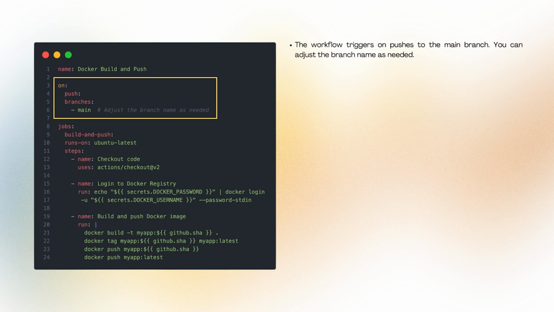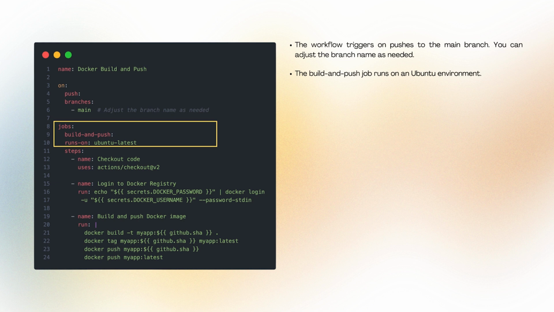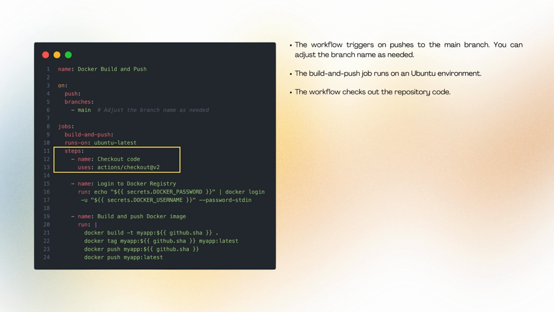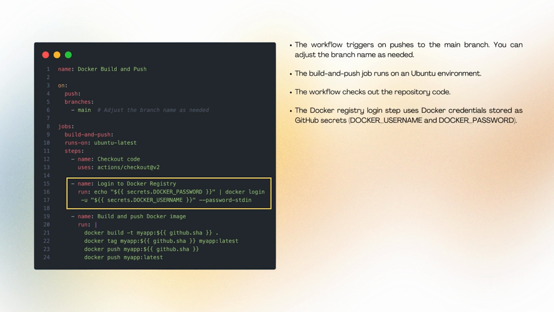You can adjust the branch name as needed for your personal needs and requirements for this demo. The build and push job runs on a Ubuntu environment as specified in the workflow itself. The workflow checks out the repository code. The Docker Registry login step uses Docker credentials stored as GitHub secrets. So we've got, in this example, Docker username and Docker password.